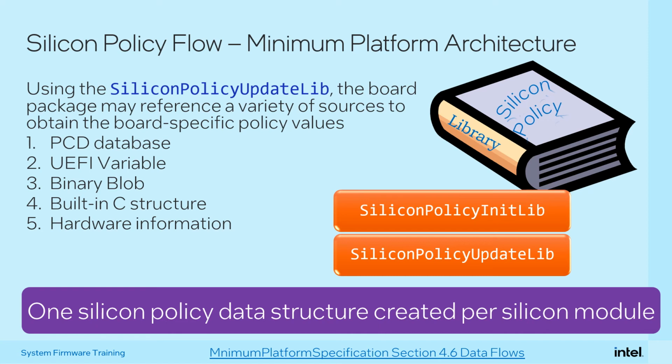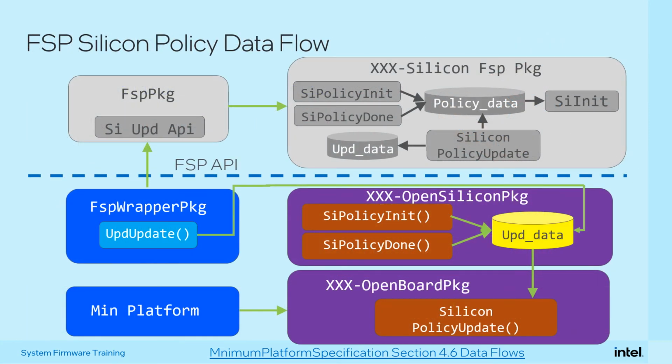Using the silicon policy update library, the board package may reference a variety of sources to obtain the board-specific policy values. They could be the following: PCD database values, UEFI variables, binary blob or buffer, built-in C structure, or hardware information. This slide shows the data flow hierarchy for the Intel FSP policy data flow to and from the Intel FSP APIs from the minimum platform architecture spec.